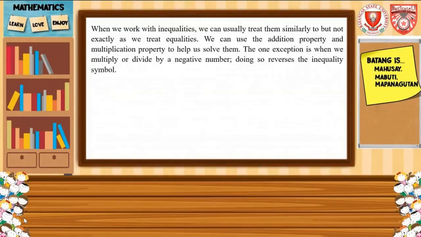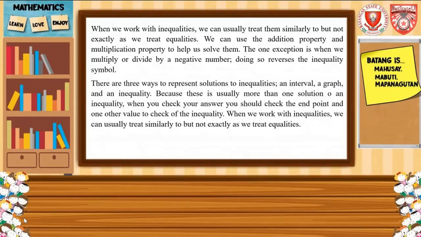So when we are working with inequalities, we can usually treat them similarly to, but not exactly as, we treat equalities. We can use the addition property and multiplication property to help us solve them. The one exception is when we multiply or divide by a negative number: doing so reverses the inequality symbol. When we multiply or divide an expression by a negative number, we reverse the inequality symbol.